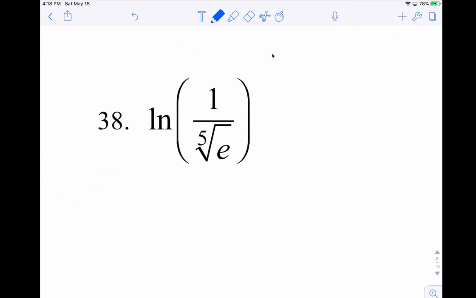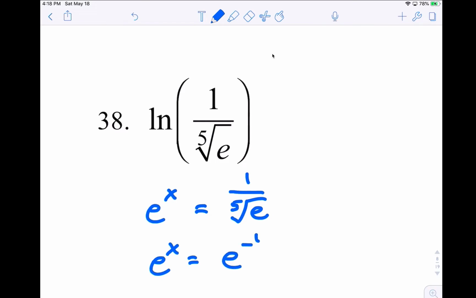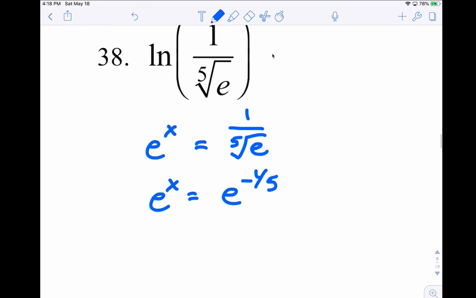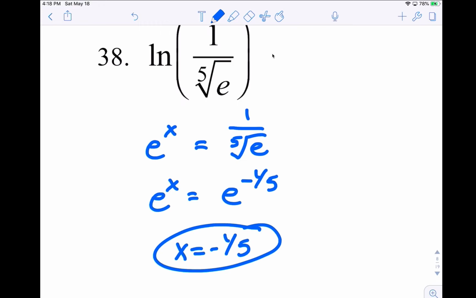Number 3, I got e to some power is 1 over 5th root of e. Anytime you're using the natural log, you're using base e. So if I rewrite, now I know my answer must be negative 1/5.